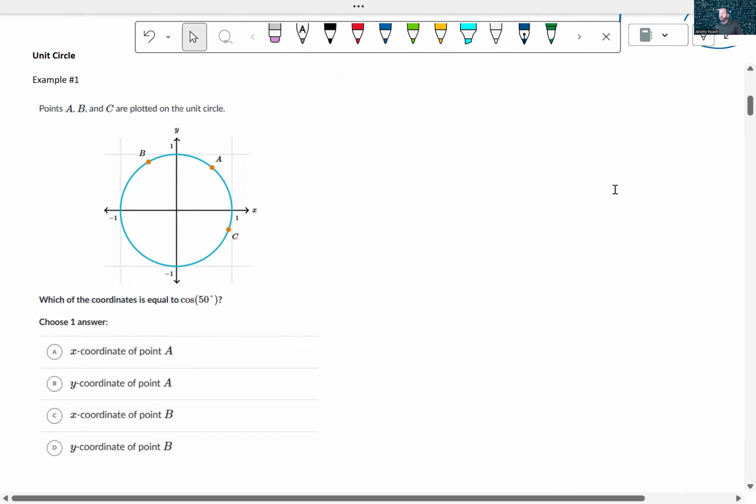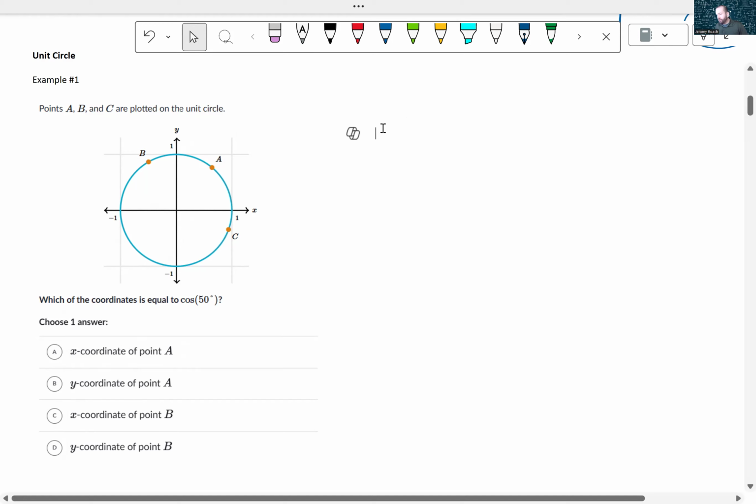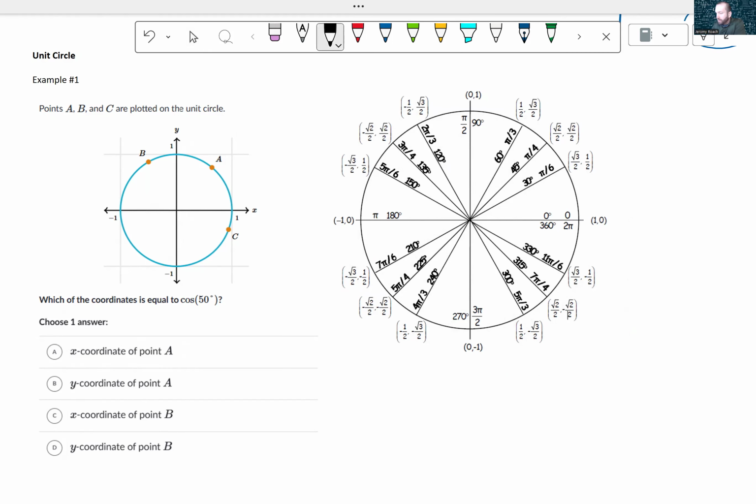So here we have our unit circle. We have these points A, B, and C listed here. And we want to find out which of these 3 coordinates equals cosine of 50. And actually, let's copy our unit circle here, just so we can get a reference point for this first one. So cosine of 50 degrees is going to be about here. And that looks like it's point A.